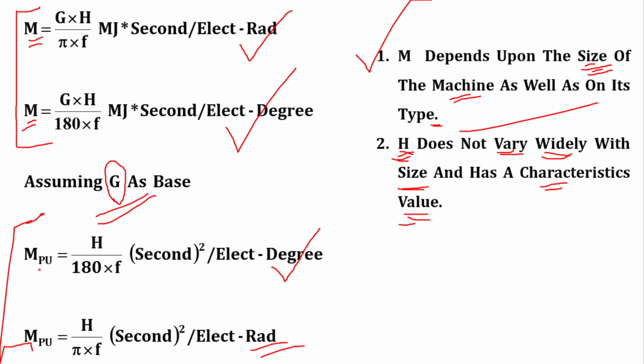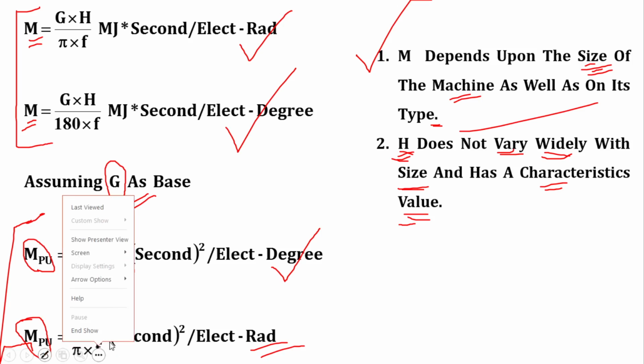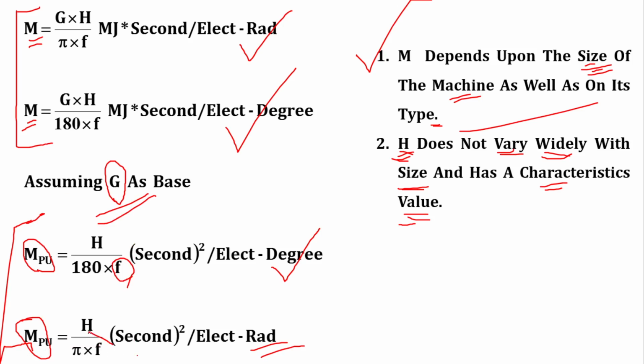So I can say that angular momentum depends on frequency. So we can say that frequency is one of the sensitive parameters for stability. So angular momentum depends on frequency, and we can say that angular momentum is also one of the sensitive parameters for stability study.